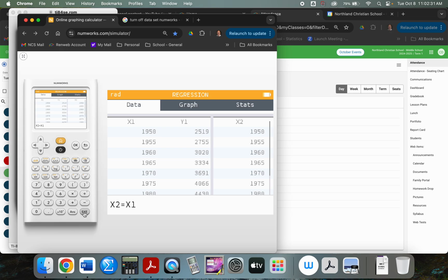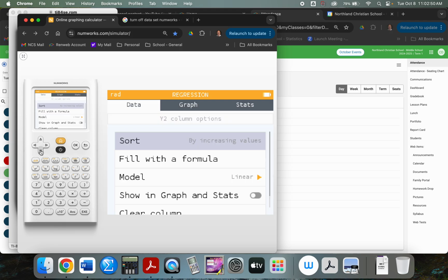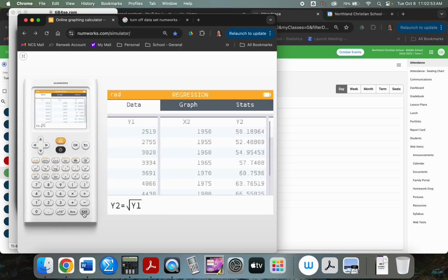Now, since my residuals had that U shape, kind of like a parabola, my first thought is let's take the square root. So for Y2, I want to fill it with a formula, the square root of Y1. Yours is already in there from earlier? Yeah, I did it earlier today, playing with this to make sure everything worked out. Then you go back to graph.